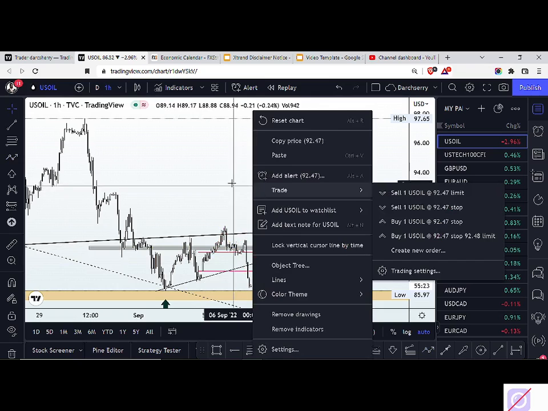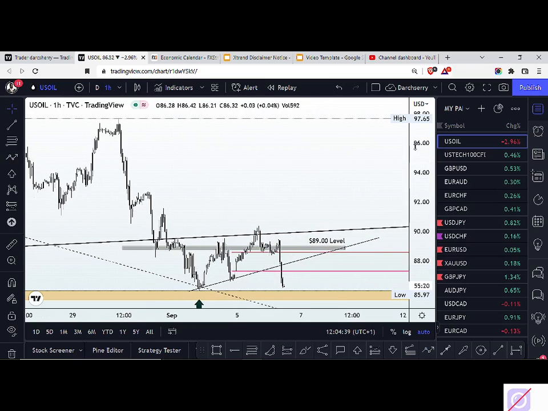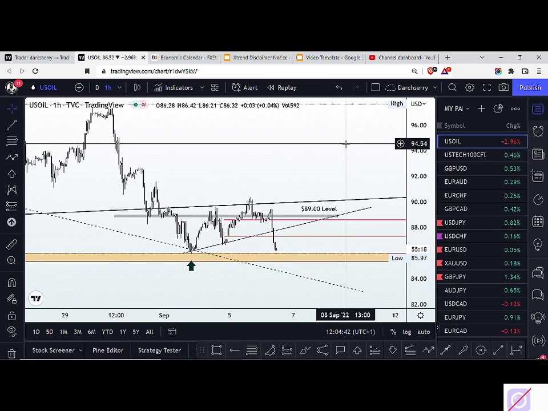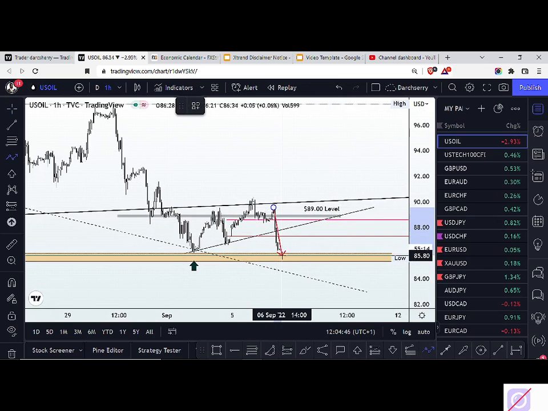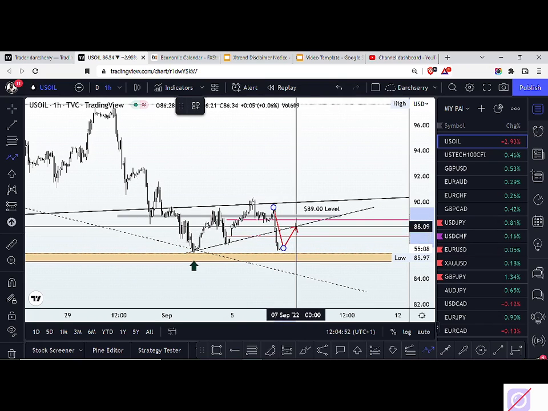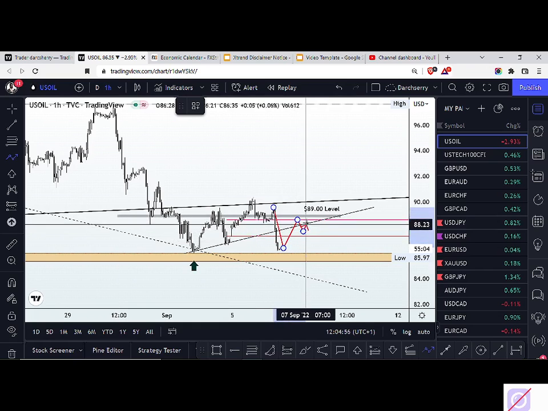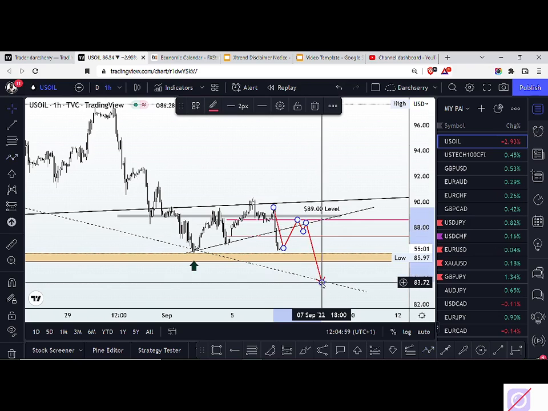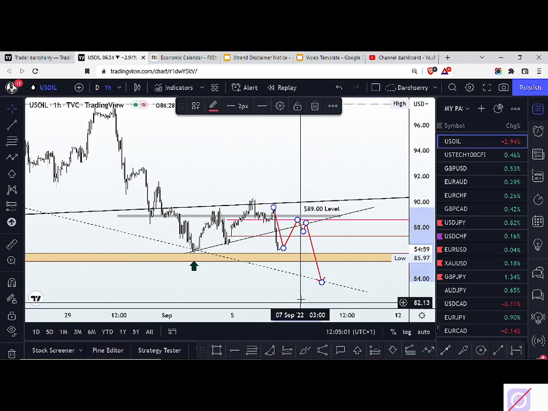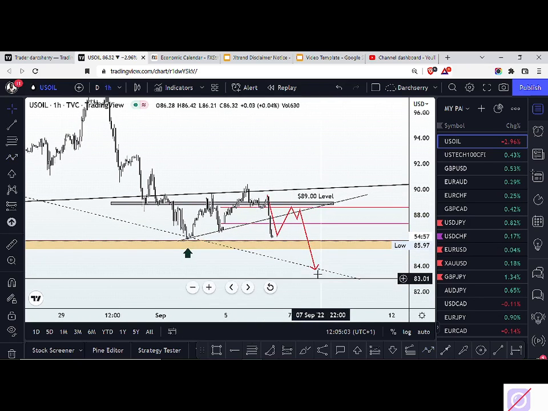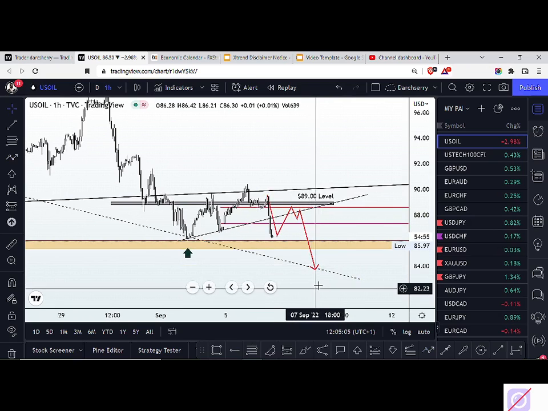Now, going into the New York session today, what I cited here is that we want to be patient enough, since we have already witnessed a breakdown of structure here. Then we want to be waiting to see if price is going to give us a confirmation in the form of a retest of the structure, or probably come as far as the $89 level, where we're going to be looking out for patterns on lower time frame that supports a trend continuation to the downside. And I told you that our take profit target should be somewhere around the $84 and the $82 level.